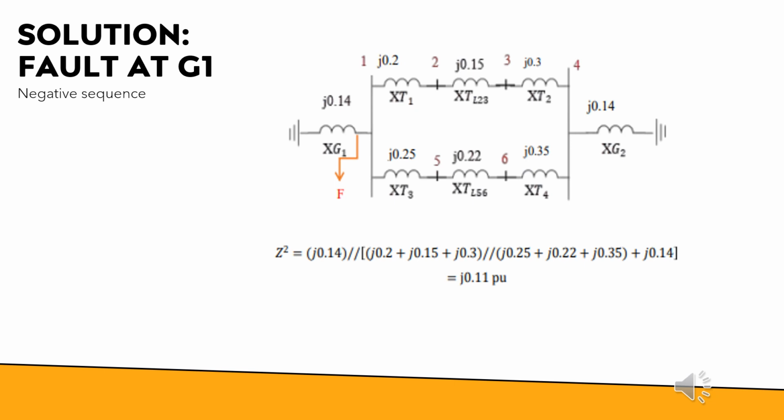Next, we find the negative sequence. For the negative sequence, we already drew the equivalent circuit, and we need to find the fault at the red arrow. To find it, we take XT1 plus XTL23 plus XT2, then parallel it with XT3 plus XTL5 plus XT4. When we got the answer, we add XG2, then parallel with XG1. Then the answer is 0.11 pu.